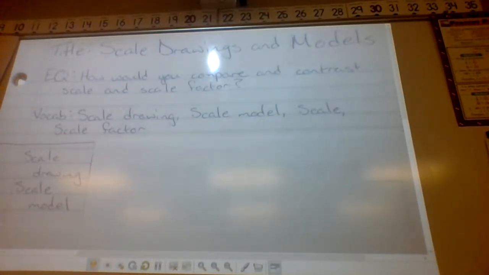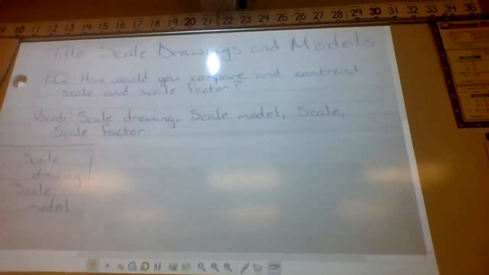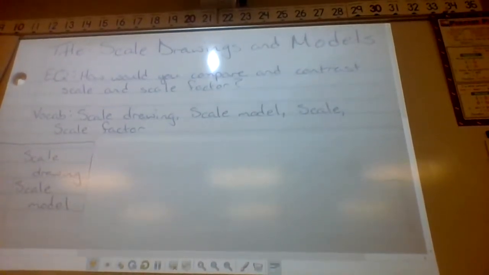That is a scale drawing. Okay, now you just ripped my map. This is a scale drawing, because somebody went out and measured and figured out how to size this so it fits on a piece of paper you can use.